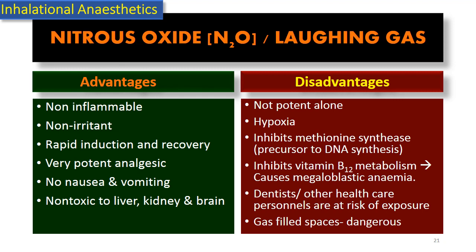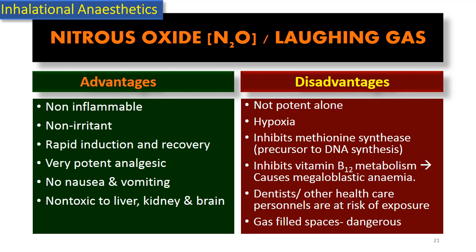There are various disadvantages also. It is not potent alone, so it should be given in combination. There are chances of hypoxia. It inhibits methionine synthase, a precursor to DNA synthesis, and it also inhibits vitamin B12 metabolism, causing megaloblastic anemia. Dentists and other healthcare personnel are at risk of exposure to nitrous oxide.